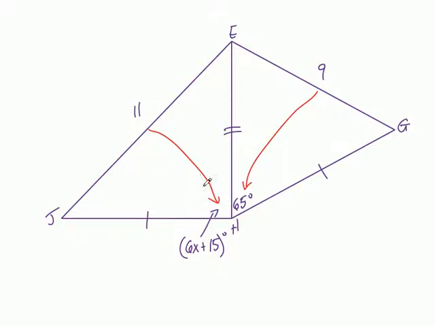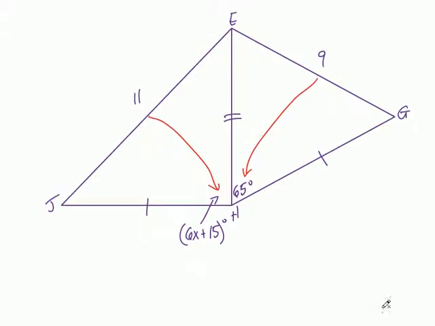All right, so this angle is opposite 11. This angle is opposite 9. Well, 11 is bigger than 9, obviously, so this angle, 6x plus 15, has to be bigger than 65. I'm liking this, aren't you? Pretty easy. So 6x plus 15 has to be greater than 65.